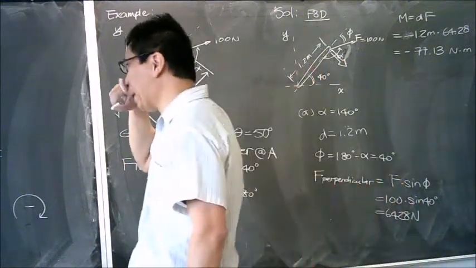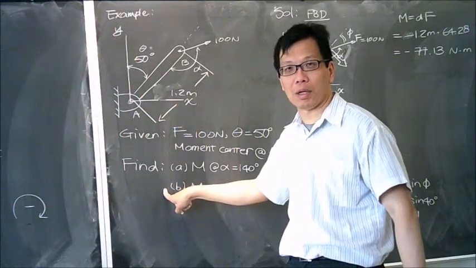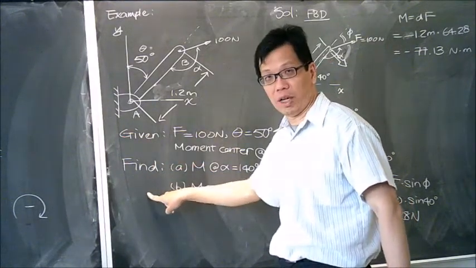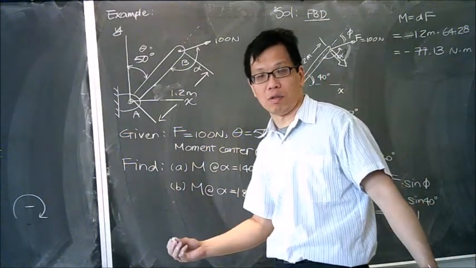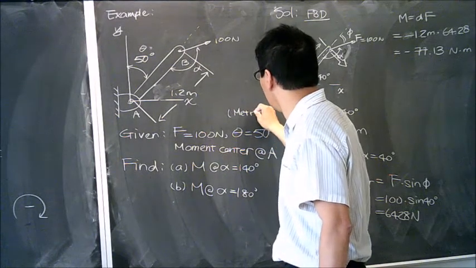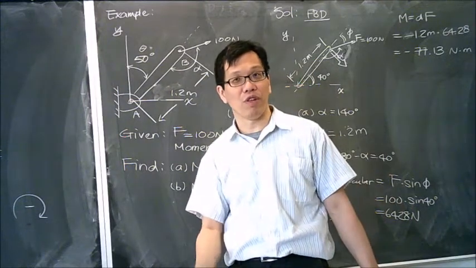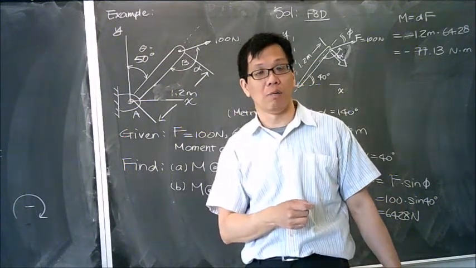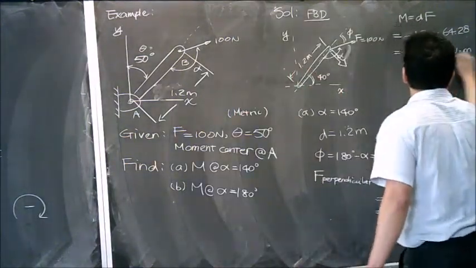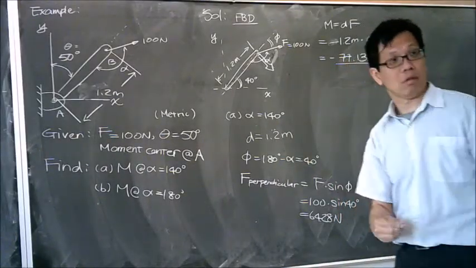Again, I didn't say anything over here, but it would be a good idea when you are trying to identify the given and find. If you confuse yourself a lot of times, you probably want to say this is metric or English unit, so you know which unit you're going to use, feet or meter, Newton or pounds. Okay, so this is going to be the answer. Question?